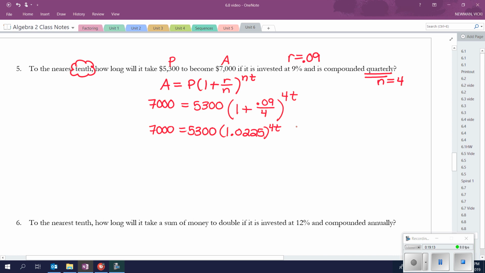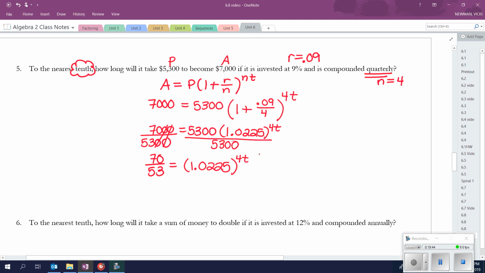Okay, so our next thing is we have to solve for the exponent. So get the weird thing alone. Divide by 5,300. A couple zeros go away. So 70 over 53 is equal to 1.0225 to the 4t.